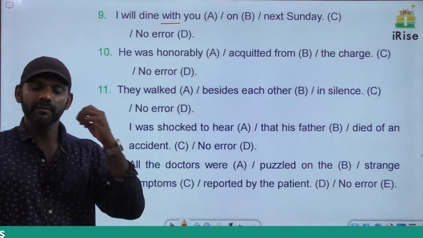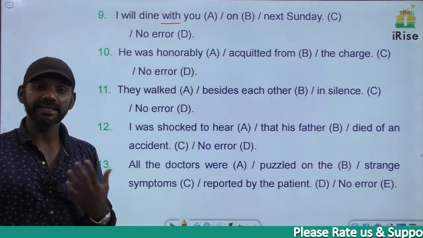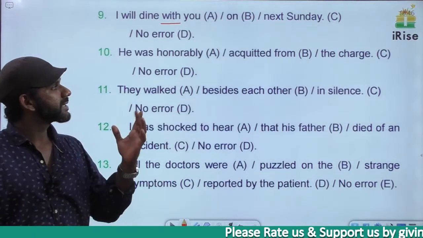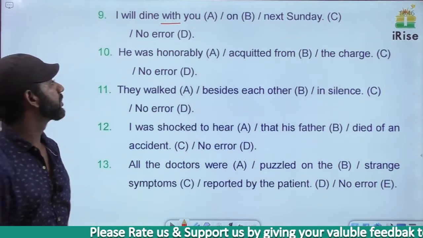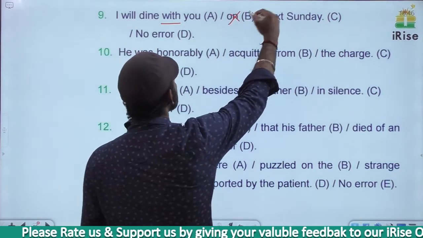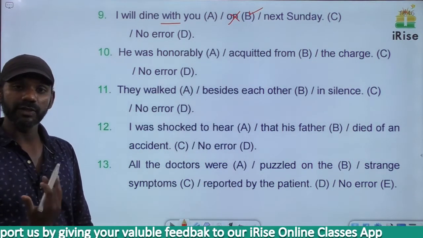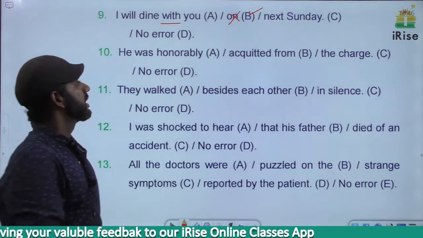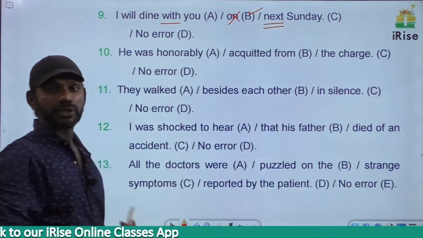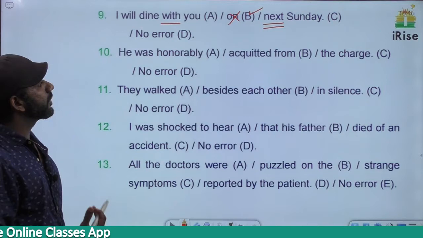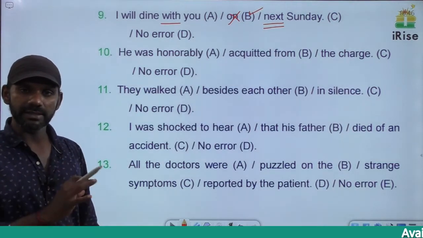Now I told you, with years and months we use in. With days and dates we use on. Sunday is a day and with the days we use on. But in this sentence, the preposition on is not required because we already have a word to refer to Sunday. What is that? Next. So in this case, the preposition on is not required. I will dine with you next Sunday is completely fine. The error in the given sentence is in part B.